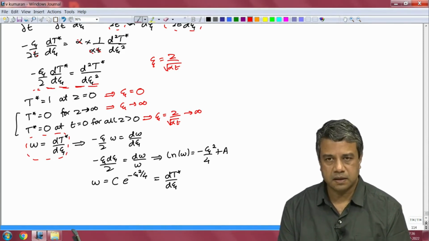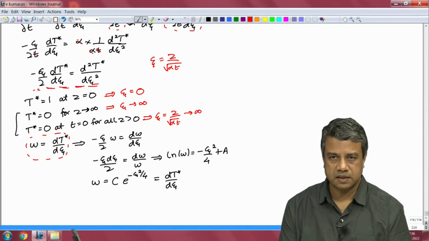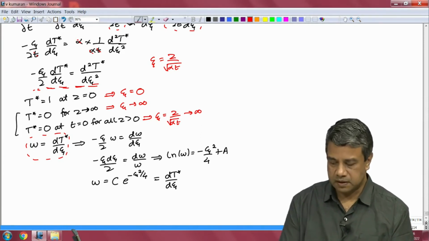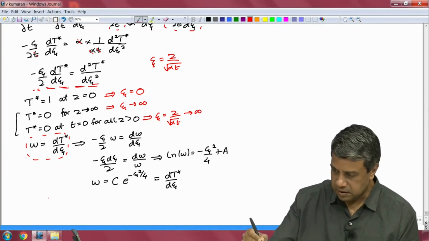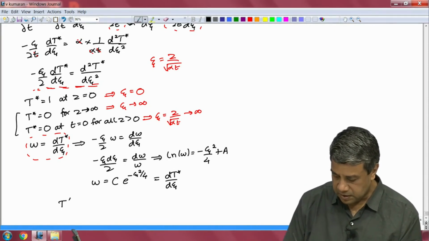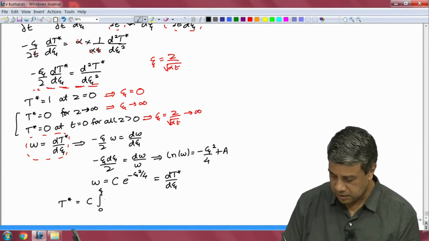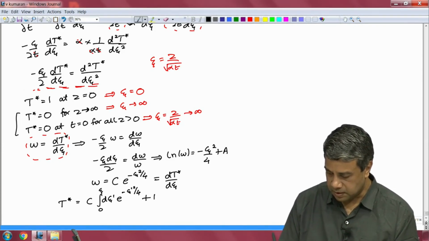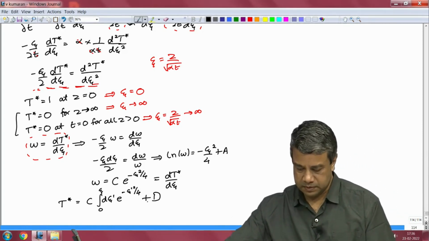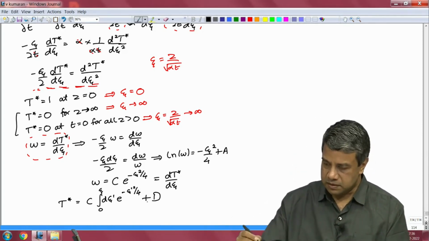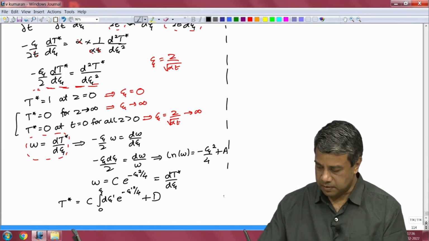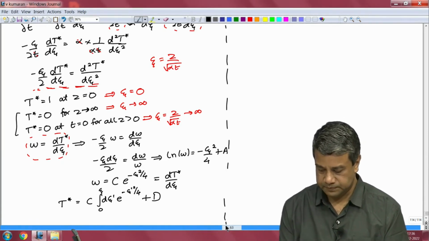And I cannot integrate this further, so I will just leave it as a definite integral. The integral of this is going to be t star is equal to c times integral 0 to psi d psi prime e power minus psi prime square by 4 plus some constant d, where the constants of integration have to be determined from the boundary conditions.